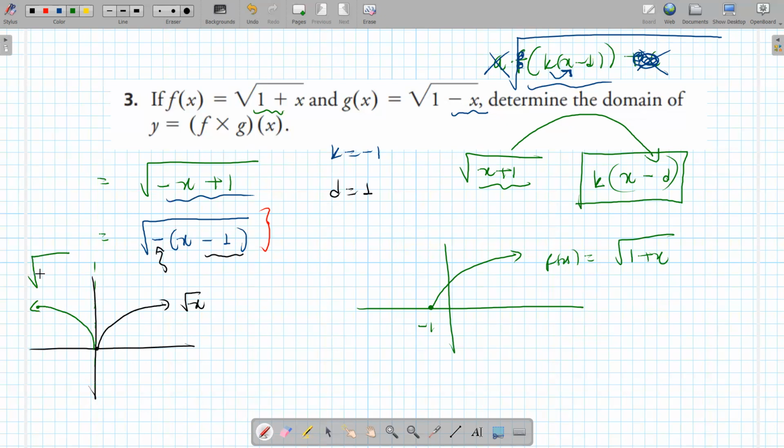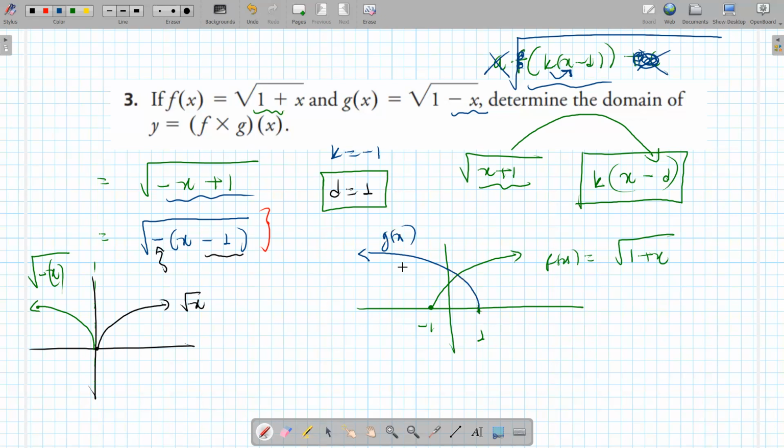Right now, we have square root of negative x, okay? You always have to do reflections before you're allowed to move it up, down, left, or right. So first, we're going to use k as negative 1, reflected on the y-axis. Then this minus 1, because d is positive, is going to shift to the right. So the final graph is going to look like this. At 1, it's going to start, and it's going to go this way. So that's the graph of g of x.